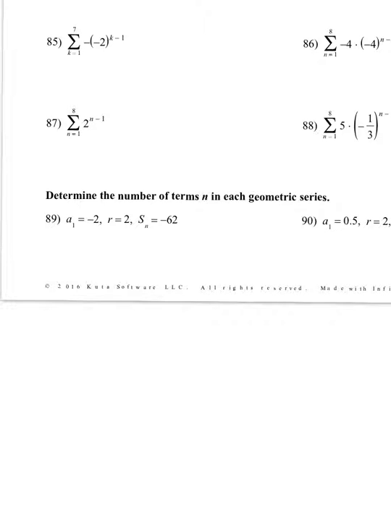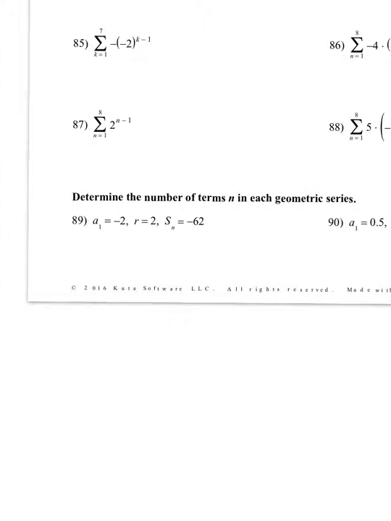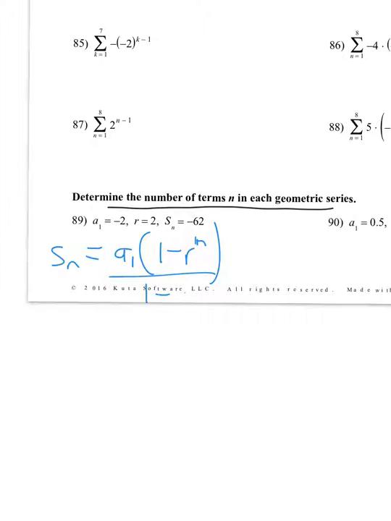And the last thing we're going to do is determine the number of terms in each geometric series. So we've got to figure out what n is. Now there's another formula on your reference sheet that I really want you to use for this: Sn equals A1, and it's the one with parentheses where A1's out in front, (1 minus r to the n) all over 1 minus r.